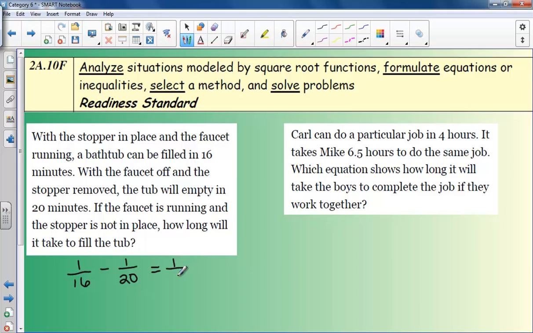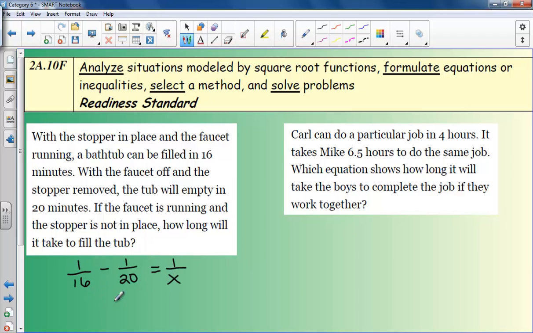How long would it take me to fill the tub if I forgot to put the plug in? That's the question here. And so I got some really creative answers on this. This was on a test, and I had a lot of people tell me, well, it's never going to fill because it's emptying at a faster rate. But no, it will eventually fill up. It's just going to take quite some time.